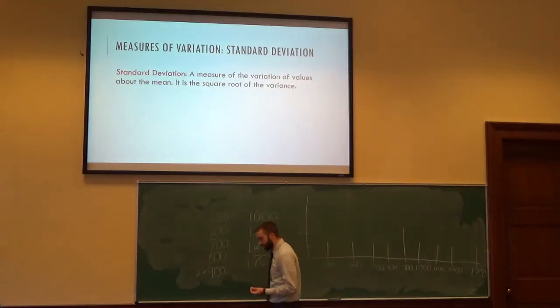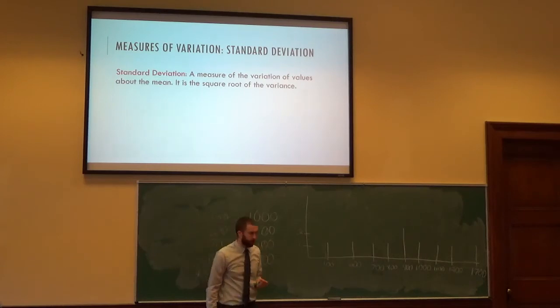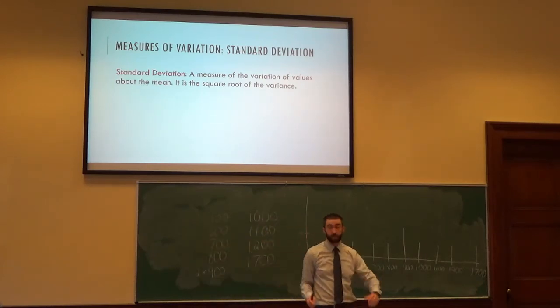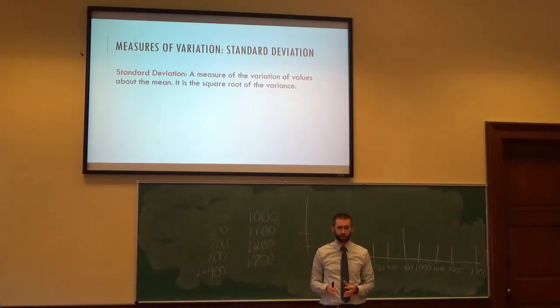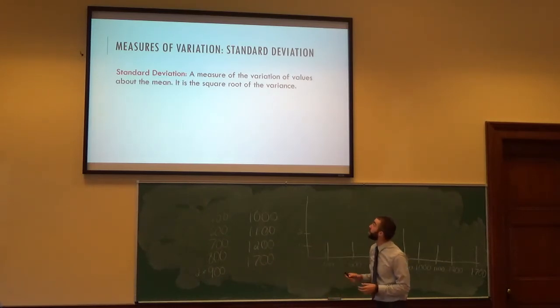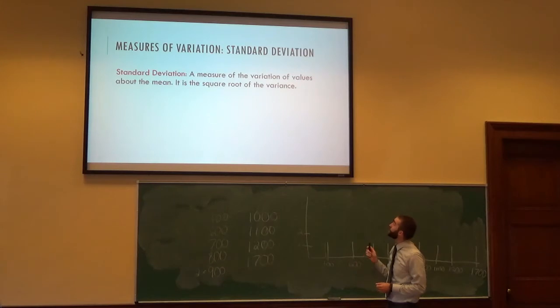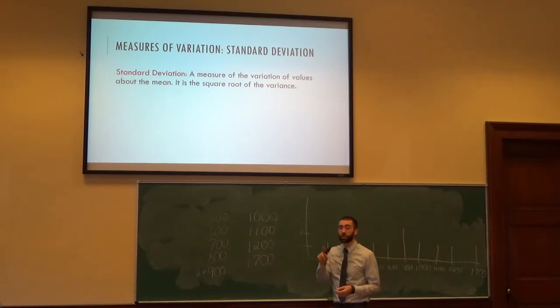Okay, now another measurement of the variation in a data set is the standard deviation. This is one of the most common that we'll see. The standard deviation is a measure of the variation of the values around the mean. It's the square root of the variance. So we just take the square root of the variance.